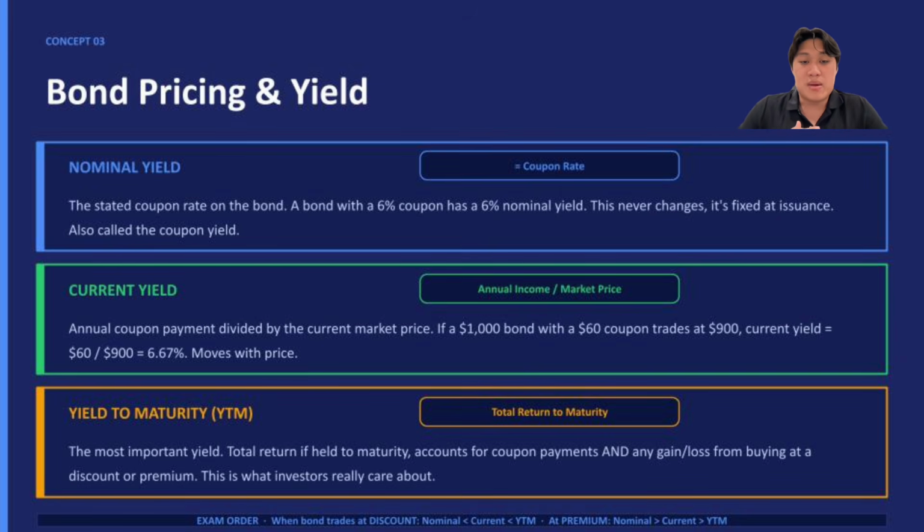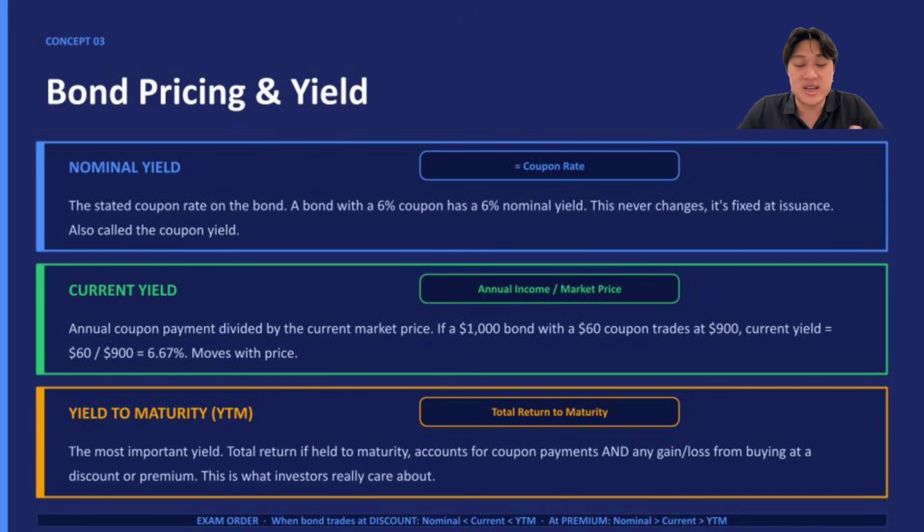Annual coupon payment divided by the current market price. If a $1,000 bond with a $60 coupon trades at $900, the current yield is equal to $60 divided by $900, which is 6.67%.